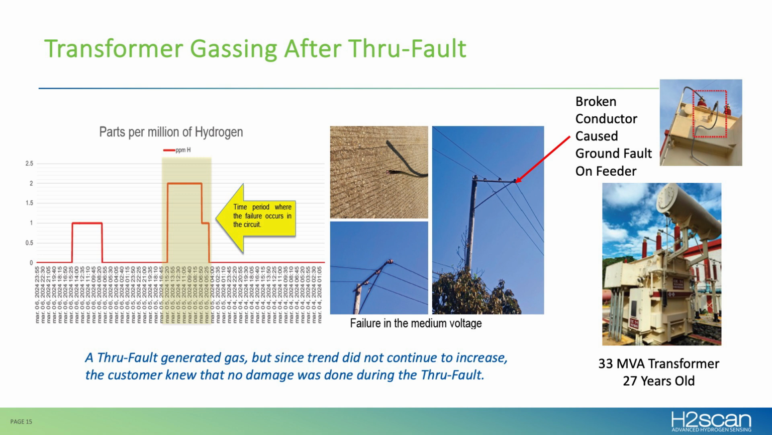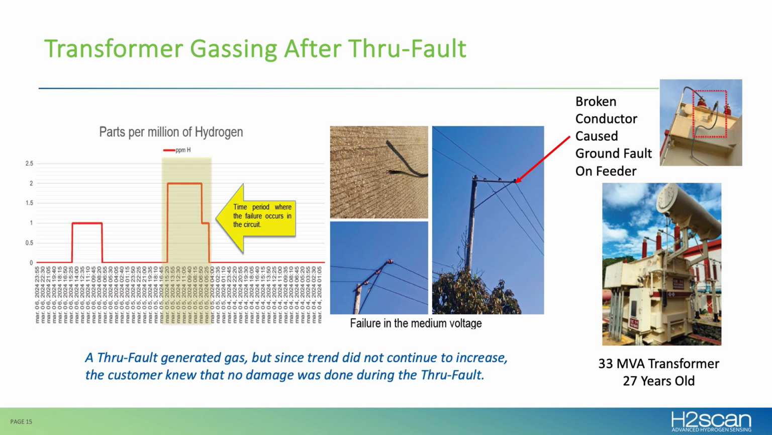So the interesting thing here, first of all, to explain what happened, there was a down conductor. The conductor literally broke. So there are some pictures of the conductor, the line actually broke. And in this case, it created a through fault on the transformer and some gassing. So when there's a through fault, there's high current when that conductor hits the ground. Something in the transformer overheated for a short period of time and generated some gas.